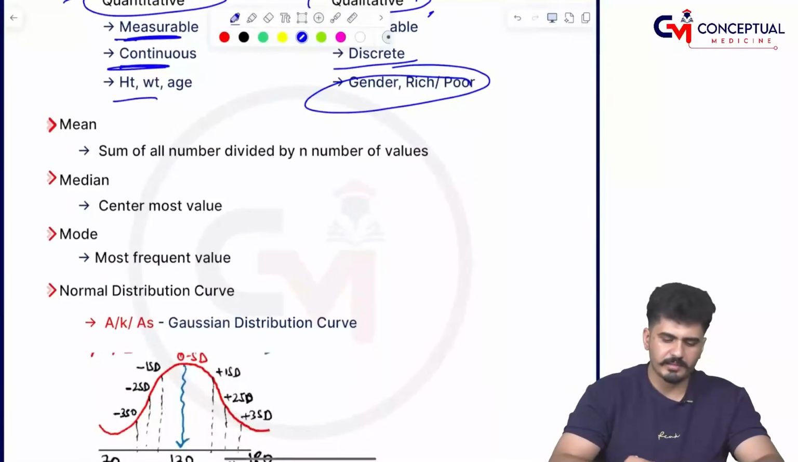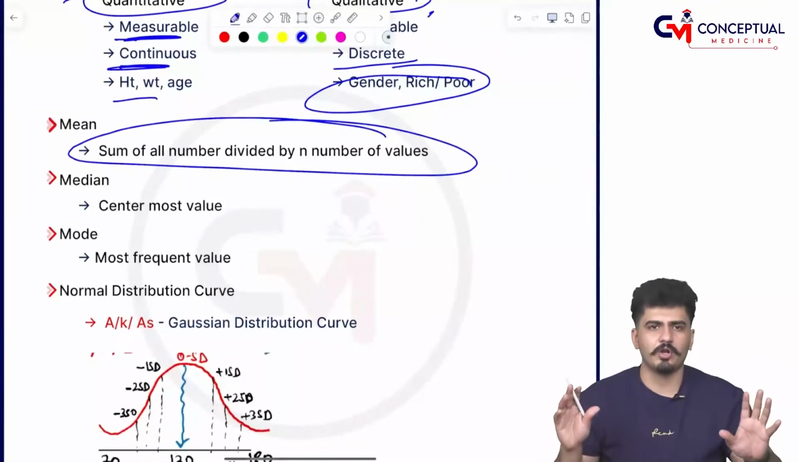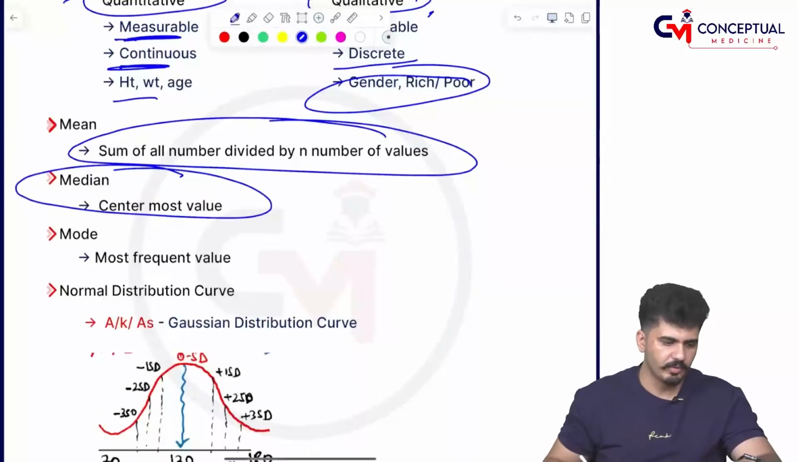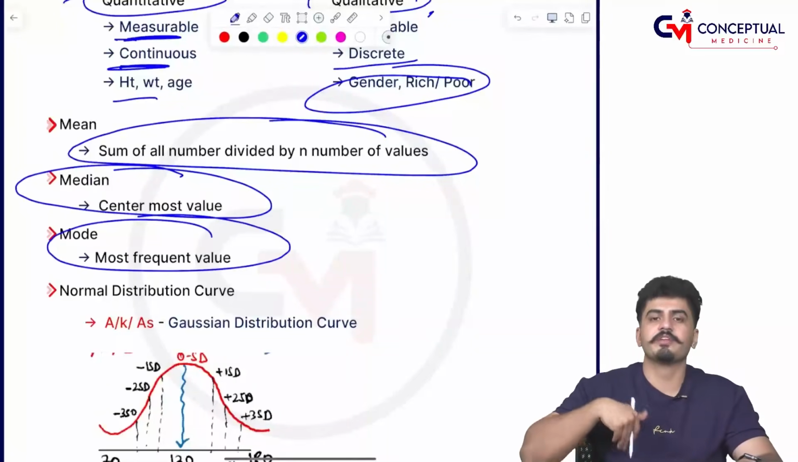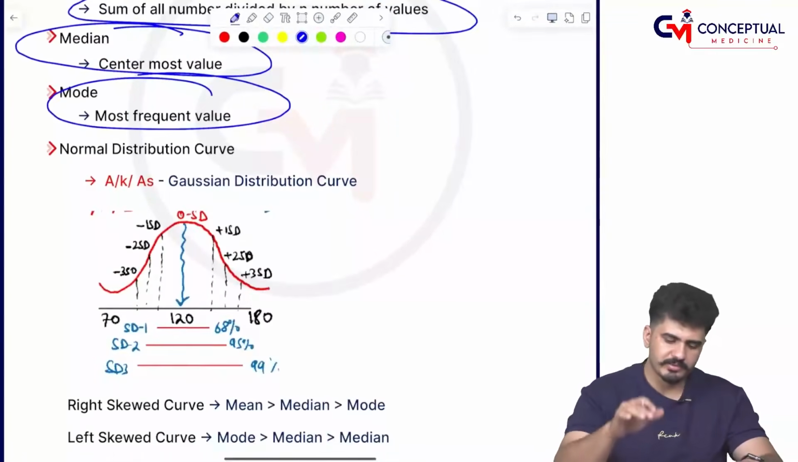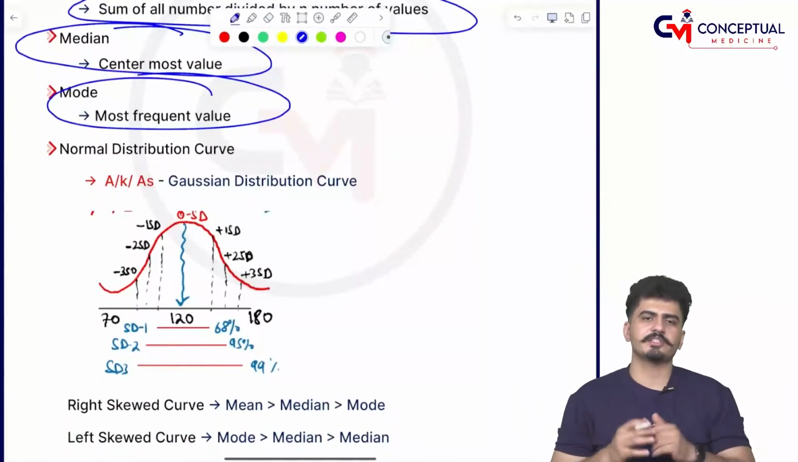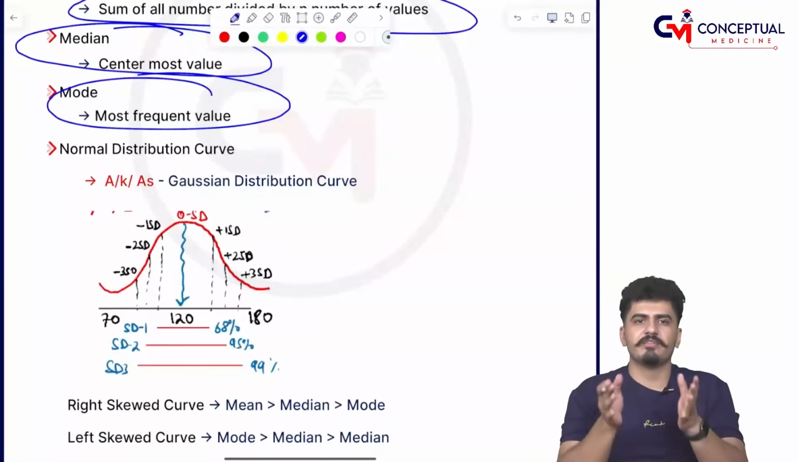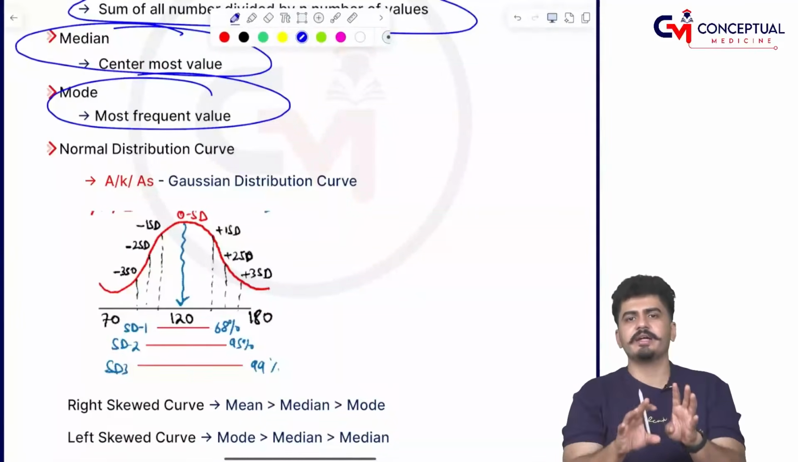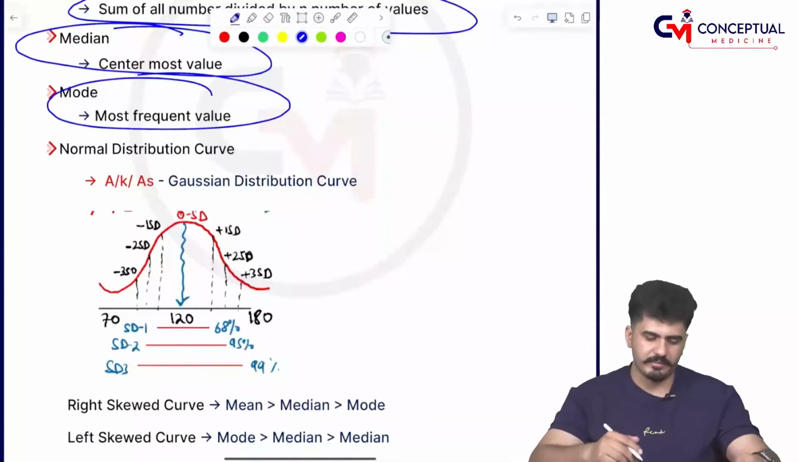मीन मीडियन मोड क्या है, sum of all numbers divided by n numbers, we all know, बचपन से कर रहे हैं. मीडियन क्या है, centermost value. मोड क्या है, most frequent value. Now normal distribution curve, this is also called Gaussian curve. What Gaussian curve is telling us, area under the curve, which is giving us the standard deviation, and standard deviation is also your previous exam का question.